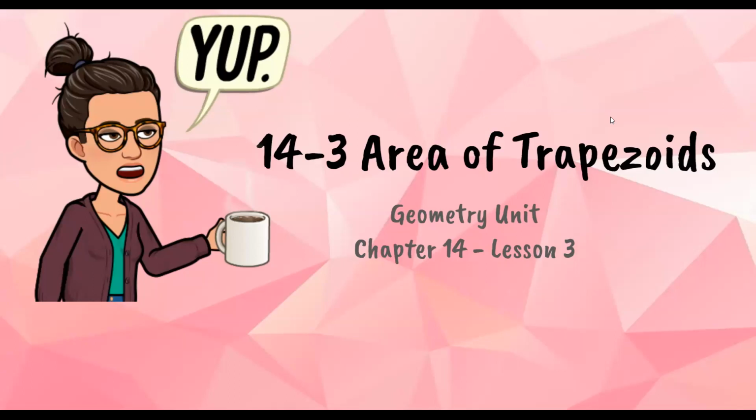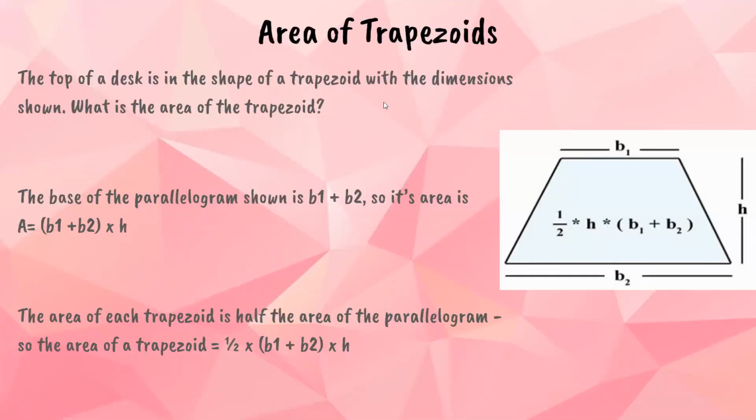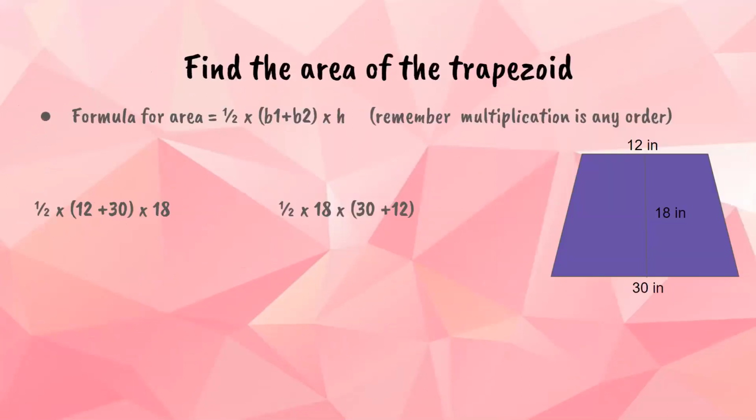So think about the formulas that we've already done with base times height, and then a triangle was 1/2 base times height. So both of those play into figuring out the area of a trapezoid. So looking at this is not an example. This is just where the formula comes from. The opening question is finding the area of the top of a desk, which will be the example that we do on the next slide. It says the top of a desk is the shape of a trapezoid with the dimensions shown. This is the example that we'll go over.